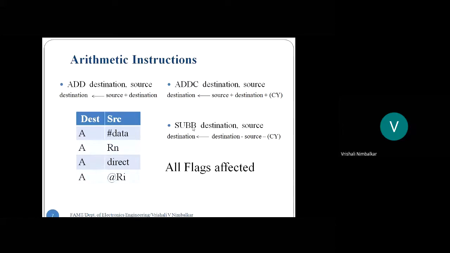Next, SUBB. The format is SUBB, destination comma source. So destination minus source minus the carry bit.